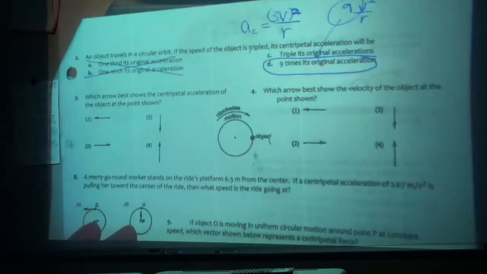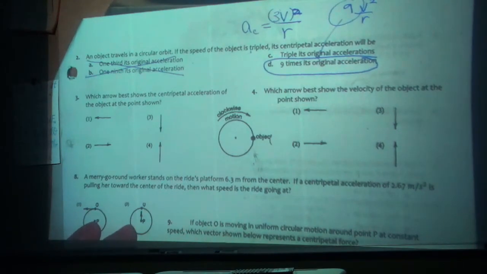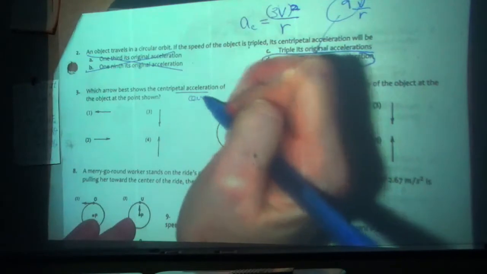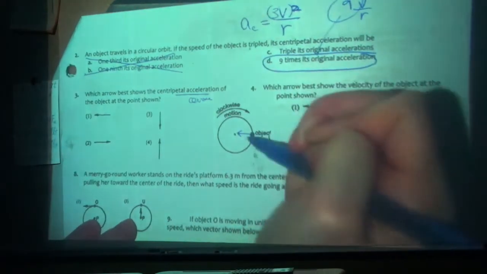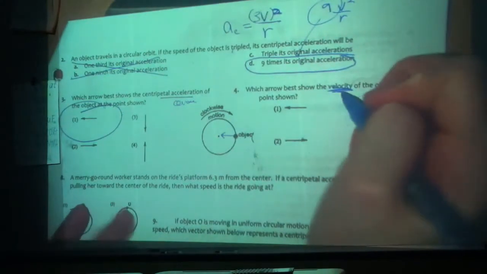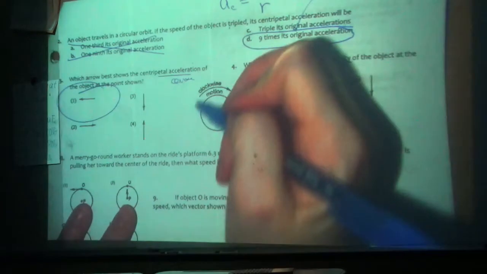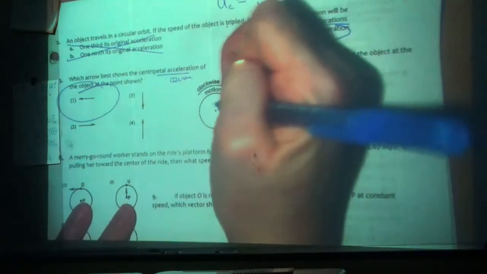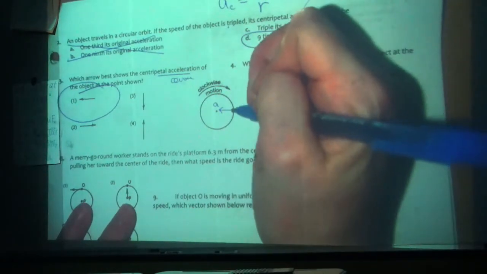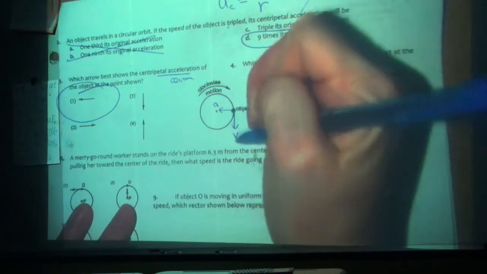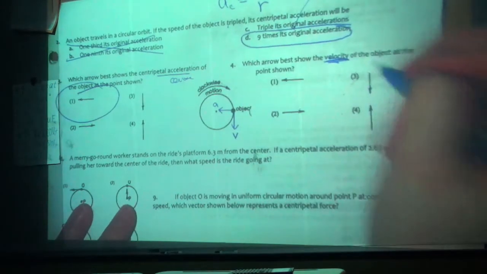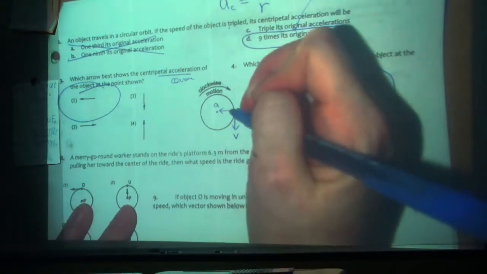Which arrow shows the centripetal acceleration at the point shown? Well, centripetal acceleration goes to the center, so to the center in this case is to the left, so 1. And the velocity is the one that doesn't point to the center, velocity is which way it's moving at that point. So this one is going around in a clockwise motion. So at this point, it's moving directly down. So this would be my velocity, number 3, and then you'll notice that these two always make a right angle.